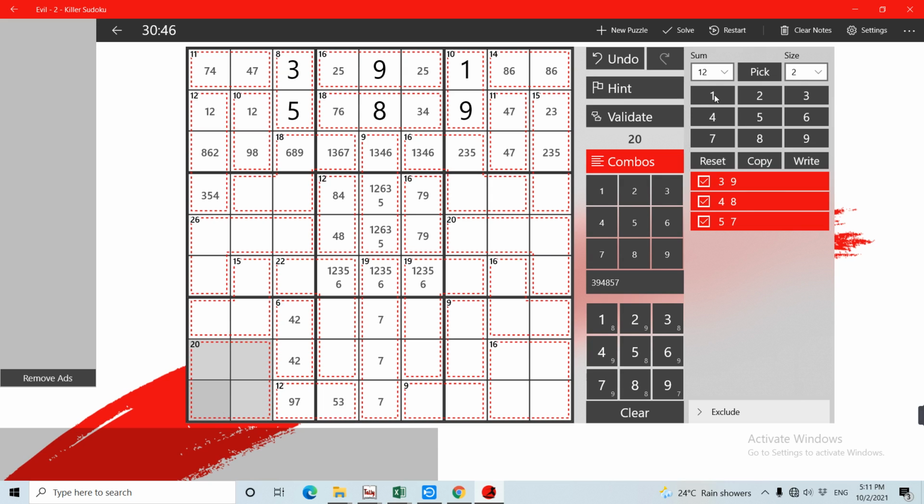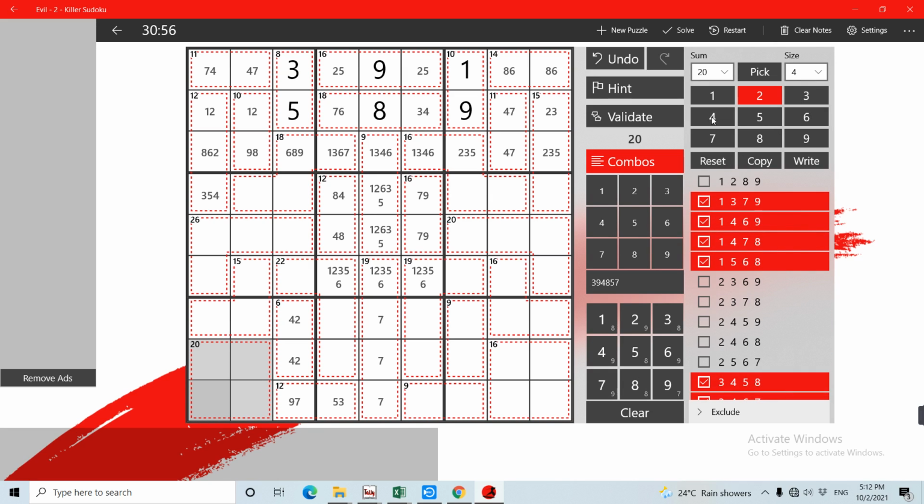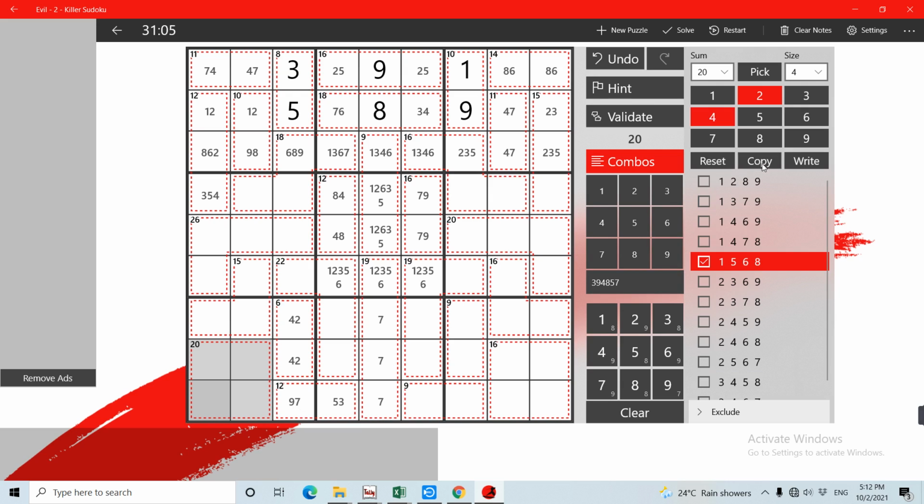Next, let's look for this 20. 20, size of 4, which does not have 2 and 4. And 7 and 9, we can have only one of these. So 1, 5, 6, 8. Which means the remaining here would be 3, 9, 7.